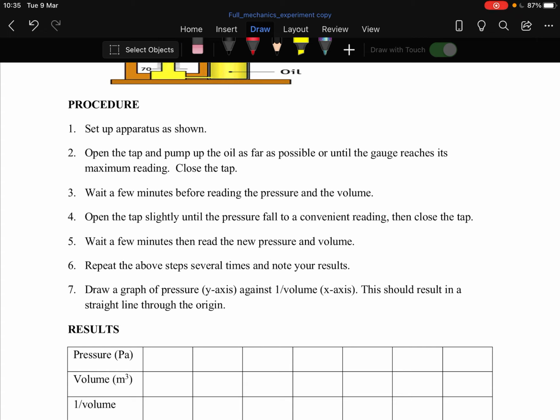Your procedure, setup is shown, open the tap and pump the oil out as far as possible until the gauge reaches maximum reading, okay?